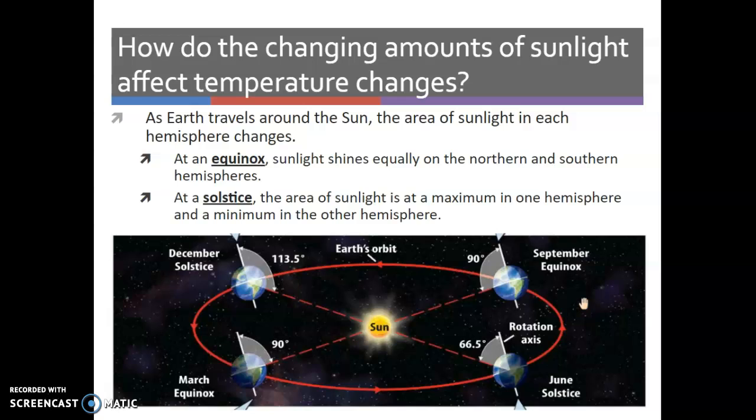How do the changing amounts of sunlight affect temperature changes? Well, as the Earth travels around the sun, the area of sunlight in each hemisphere changes, and you can see that in the bottom image. At an equinox, which is in September and in March, the sunlight shines equally on the northern and southern hemispheres. It's hitting right at the equator. At a solstice, the area of sunlight is at a maximum in one hemisphere and a minimum in the other. The December solstice means that we have the least amount of energy because we're in the northern hemisphere. And during the June solstice, we get the most amount of energy we will get.